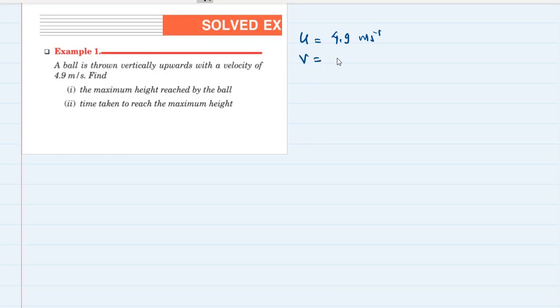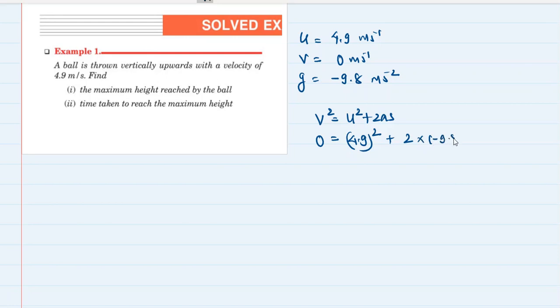So here final velocity will be 0 meter per second, and acceleration due to gravity will be minus 9.8 meter per second square. We have to find the maximum height reached by the ball and time taken to reach the maximum height. So first we'll find the maximum height reached by the ball, that is v square is equal to u square plus 2as. This formula we are going to use, this equation of motion, where v will be 0, u will be 4.9 the whole square, plus 2 into minus 9.8 multiplied by s, which is h.